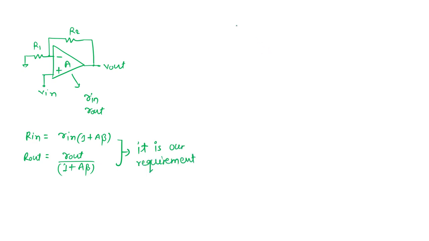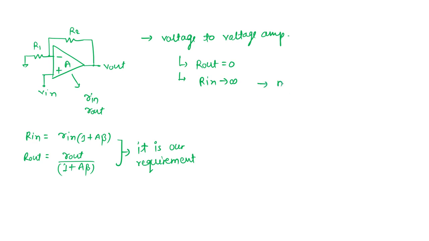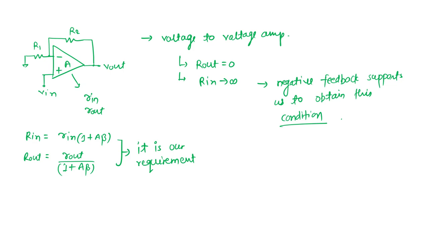So when we deal with a voltage to voltage amplifier, ideally we expect that Rout should be 0 and Rn should be infinite. These are the general expectations. Negative feedback is supporting us to obtain this condition. So it is happening in general.